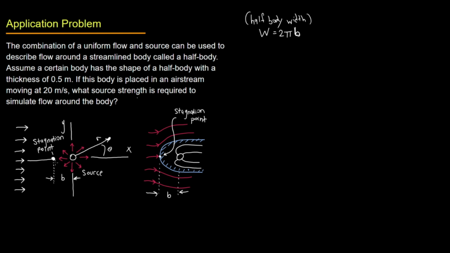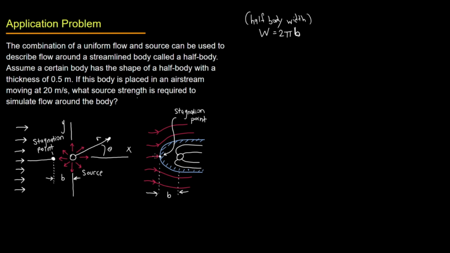B is defined over here in this diagram as the distance between the source and the stagnation point. Both of these diagrams depict the same phenomenon. This is trying to give a physical representation of what's going on, where we're using a source in the middle and an airstream to create a stagnation point and thus simulate a half-body.